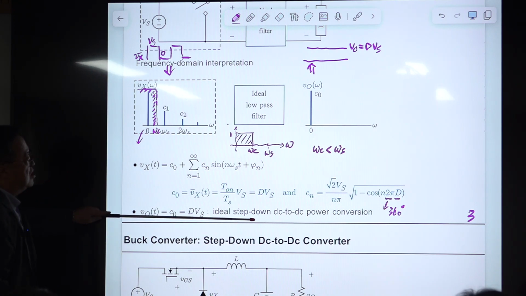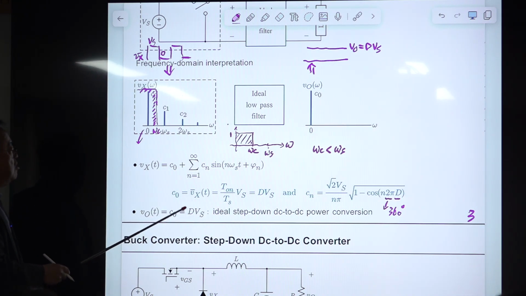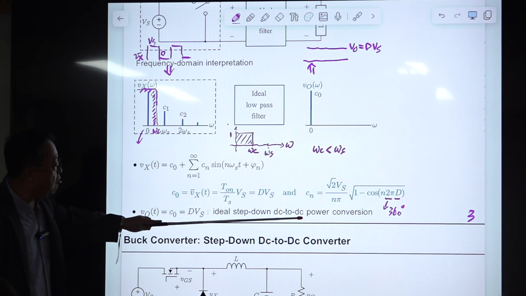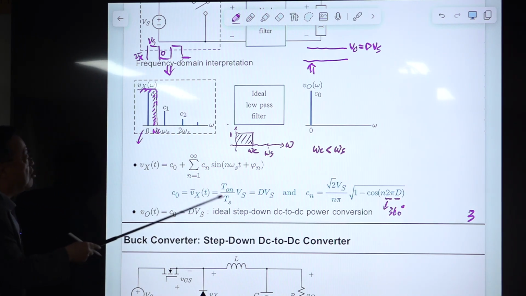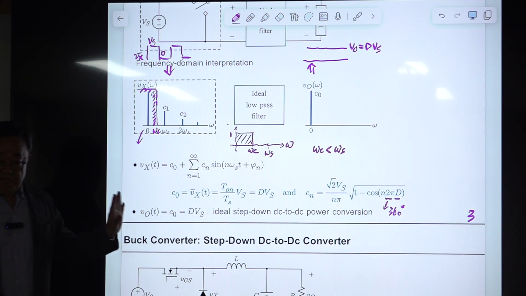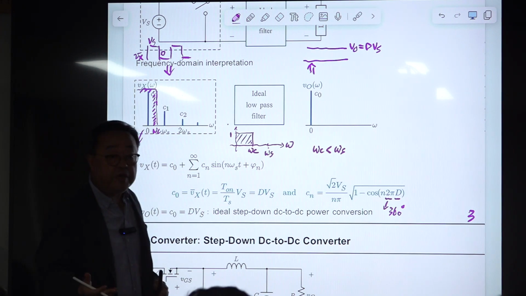So this is ideal step down DC to DC power conversion. So ideally, this output voltage is pure DC if we use an ideal low pass filter. Okay, so we call it ideal step down DC to DC power conversion. So this one is obviously ideal, because we assume this ideal low pass filter. So everything is ideal, but nothing is ideal in the real world.